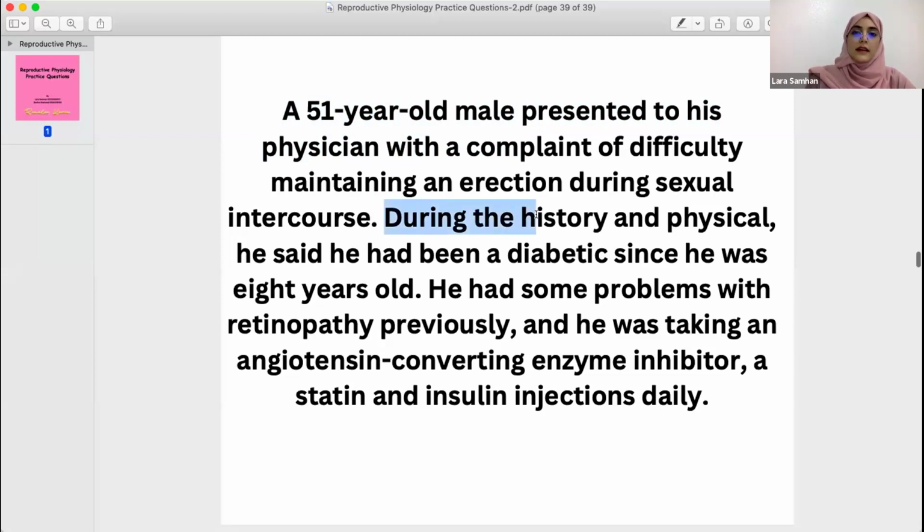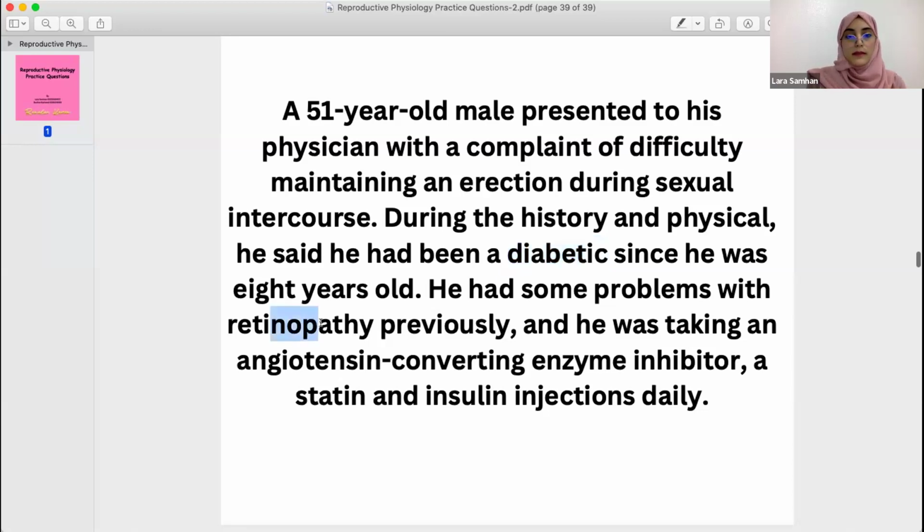During the history and physical exam, he said he has been diabetic since he was 8 years old. He had some problems with retinopathy, which is basically a problem in the retina of the eye. Once you see a patient who's diabetic, as you know, diabetes affects the whole body. The glucose can affect anywhere in the body. Most commonly, it can affect the eye, causing retinopathy.